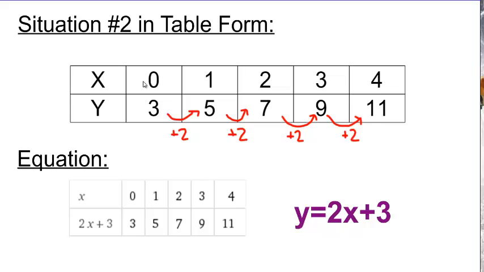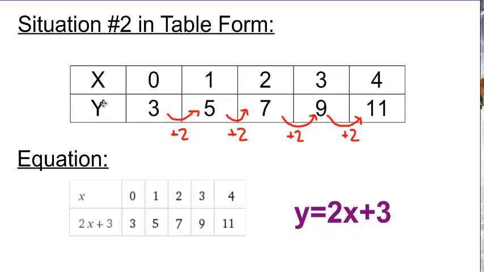But if we look back at our example where x is 0, 2 times 0 is 0, but we should be at 3. So we have to do 2 times x plus 3. If you look at 1, 2 times 1 is 2, plus 3 makes 5. And it will work for each value that's remaining in our table.